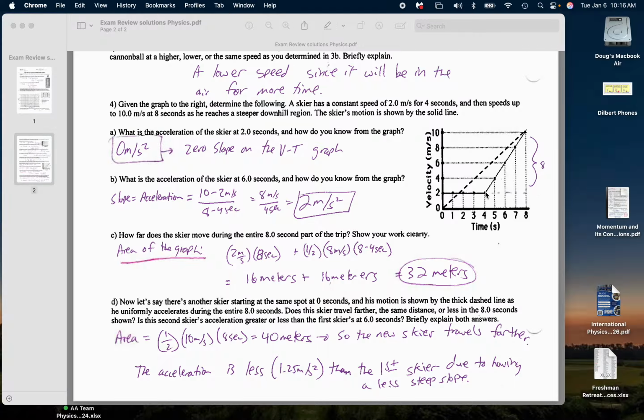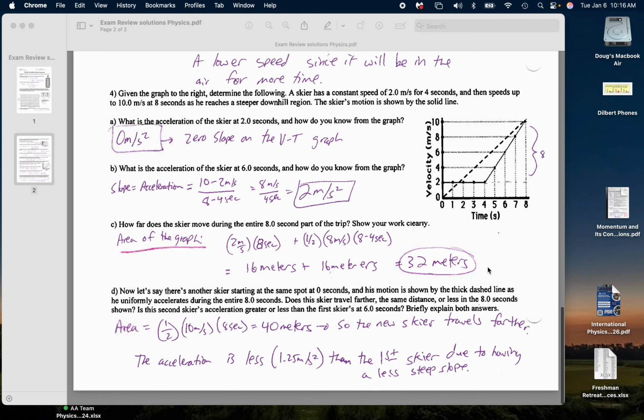The area of a triangle is 1/2 height times base. So 1/2 times 8, because I'm going from 2 to 10, times 4. It was only 4 seconds. So 8 minus 4 seconds is 4. 8 times 4 is 32, times 1/2 is 16. So that actually came out to 32 meters, which is interesting.